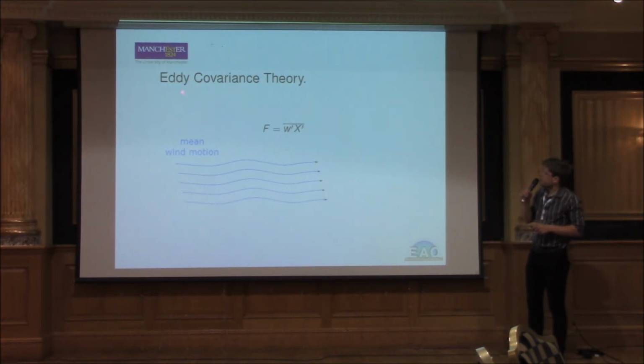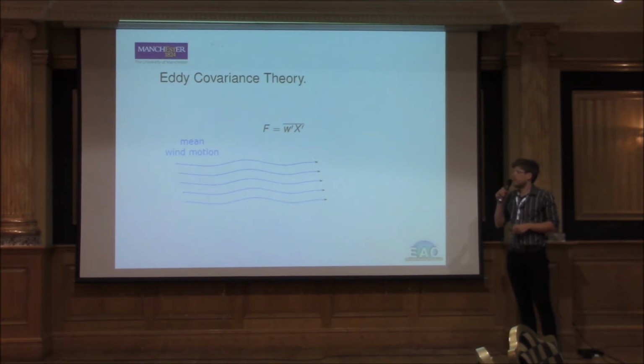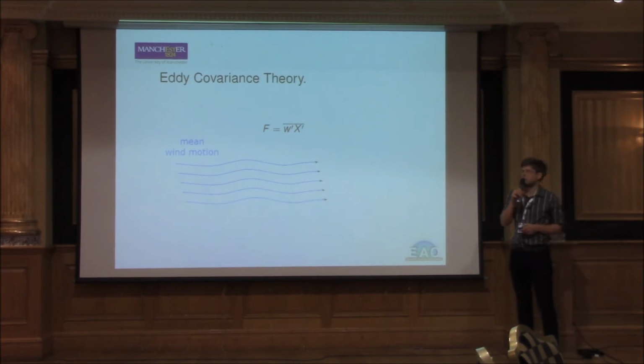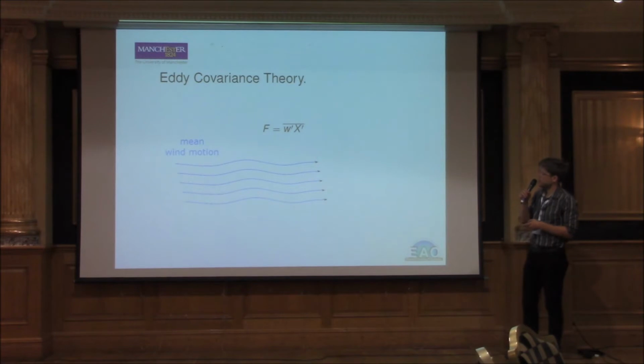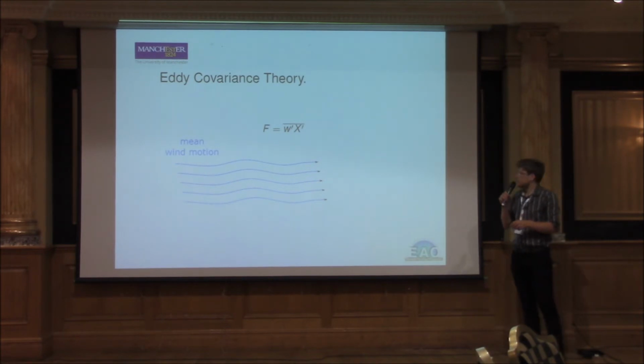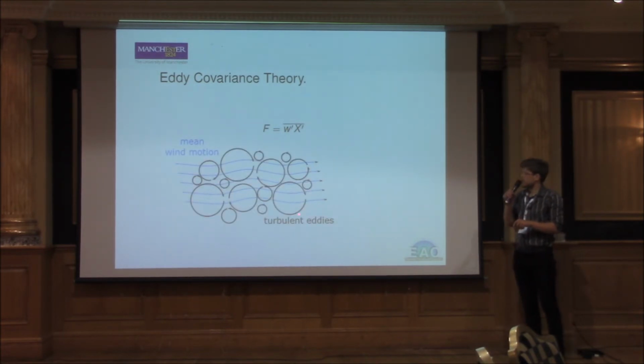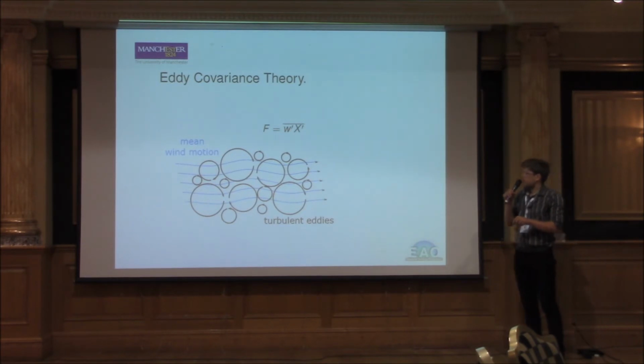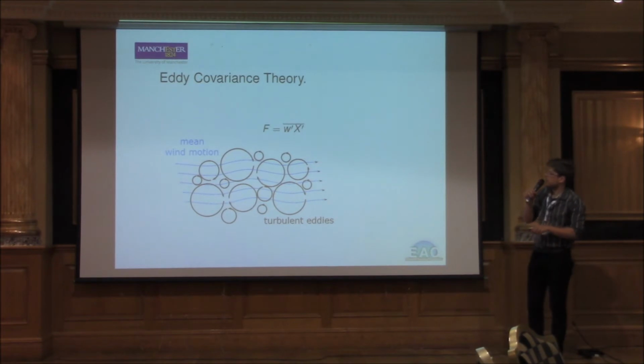So instead of deriving this equation, I thought I'd just show a very quick comic, similar to what Yoshi showed you. I think the density of flux talks at this conference is quite high, so I don't have to go into much detail. We have the mean wind motion going to the right, and in this mean wind we have a lot of turbulent eddies. But we are only interested in the vertical motion upwards and downward inside this mean wind field.